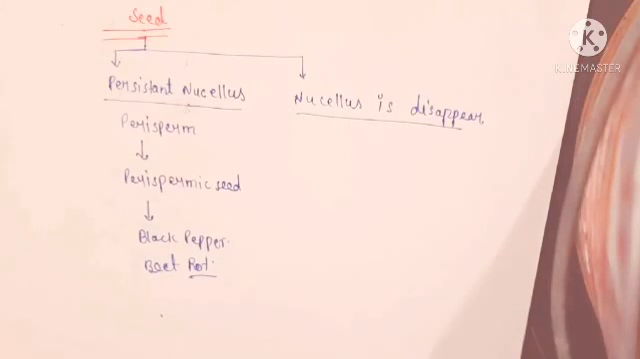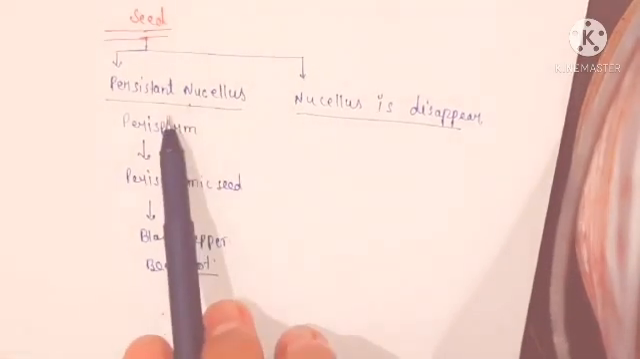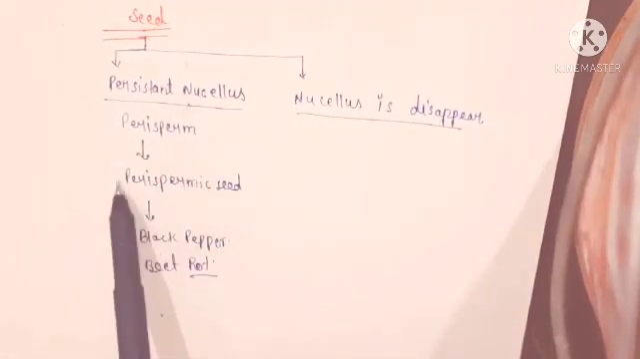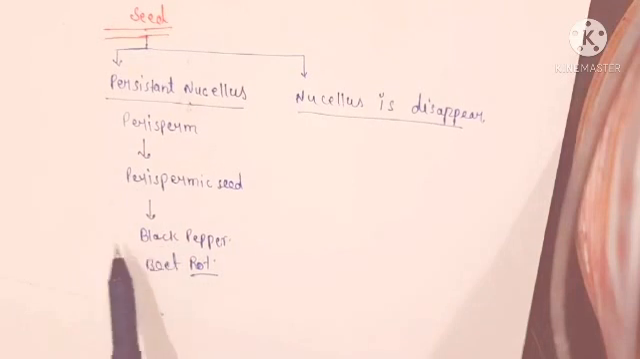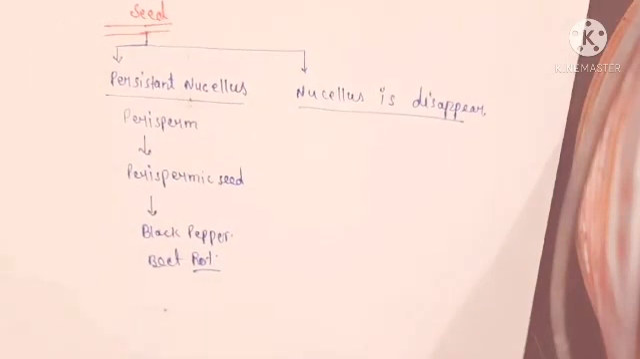Okay friends, in this the nucellus disappears, and here the nucellus persists, so that is called perisperm, and such a seed is called a perispermic seed. For example, black pepper, beetroot. Now friends, we will discuss the seed in the next lecture in detail.